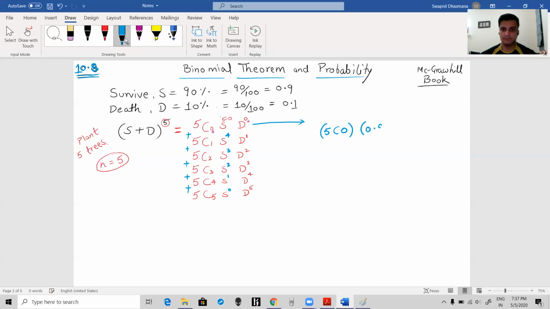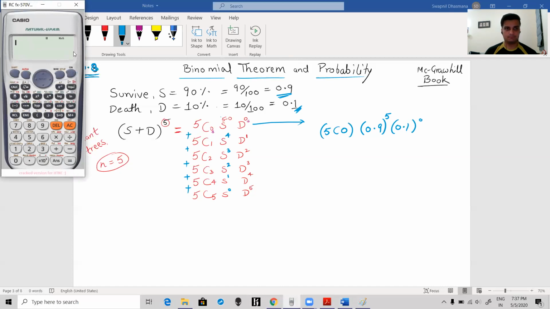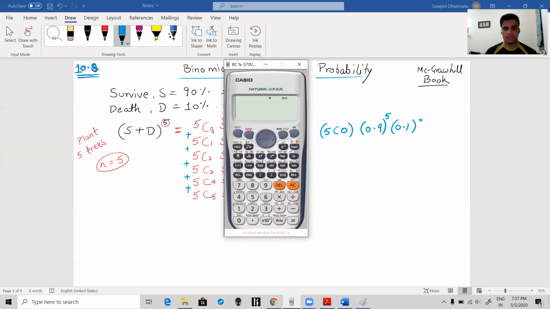S is 0.9 from the question to the power 5, and D is 0.1 to the power 0. Now, when you're writing this on the calculator, you will have to write 5. You see NCR over there, so you have to go shift divide, then 0, bracket, and then put another bracket, 0.9 bracket to the power 5, another bracket, 0.1 to the power 0. When you solve it, you will get the answer, which is, for example, 0.59049.